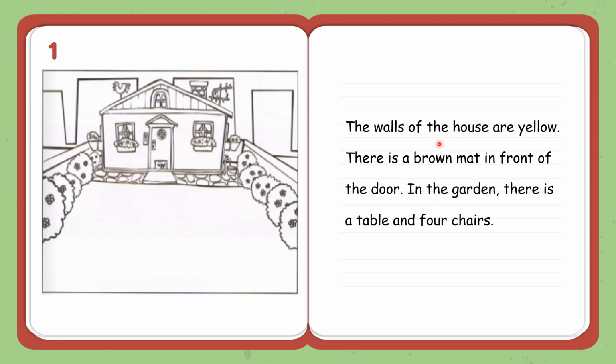The walls of the house are yellow. There is a brown mat in front of the door. In the garden, there is a table and 4 chairs. Based on what you have read, draw, then color the picture.